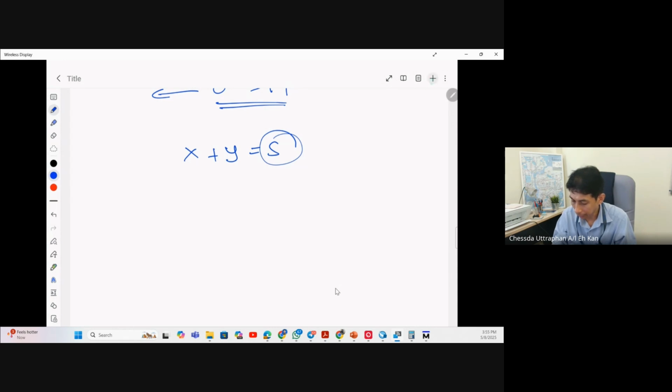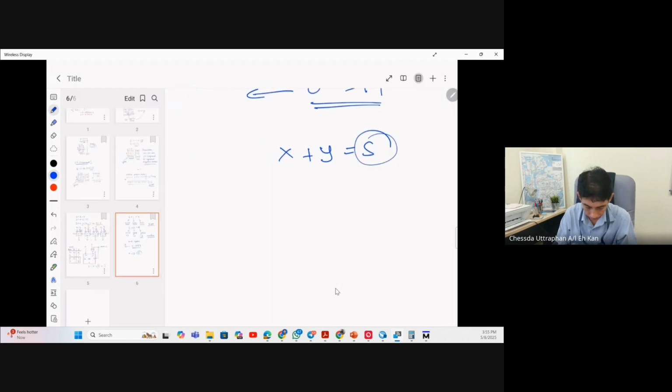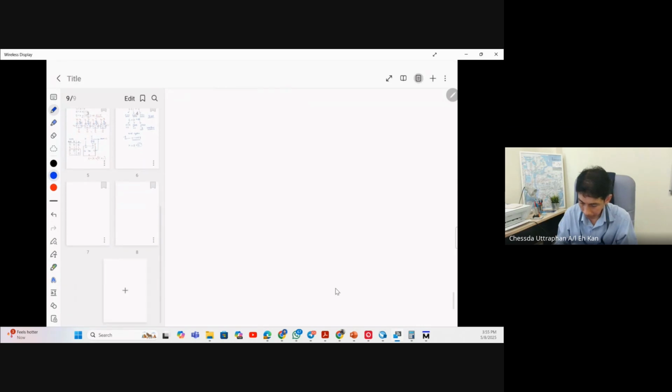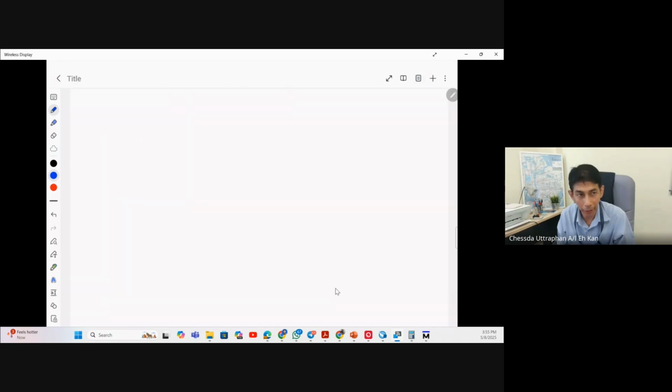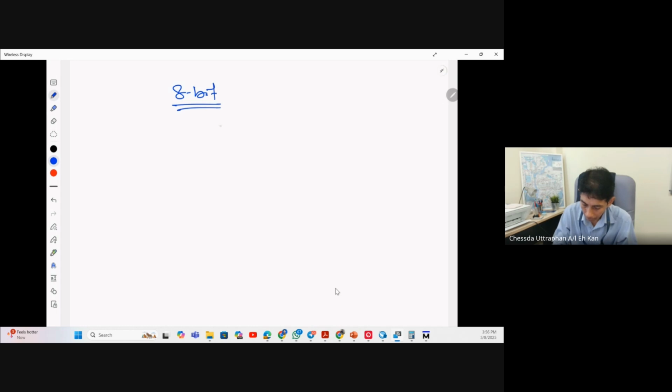So that is why we need to have a bigger system. So for example, instead of 4-bit, we can use 5-bit maybe, or 8-bit, right? So for example, our system is 8-bit. So again, we will use 6 plus 2 as the example.